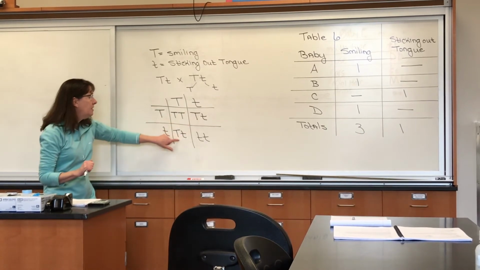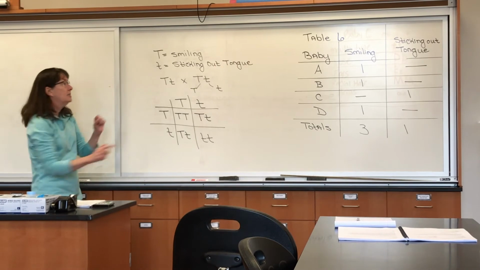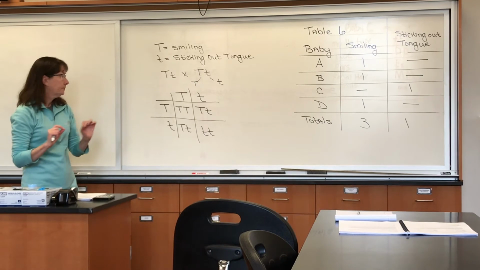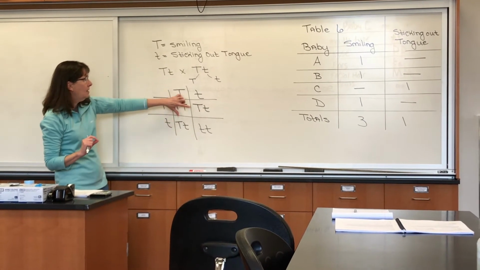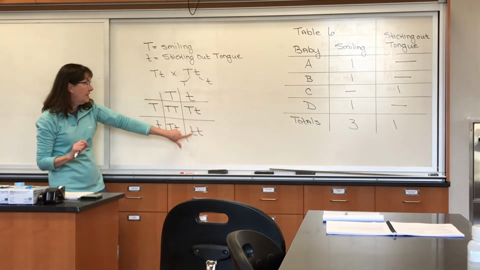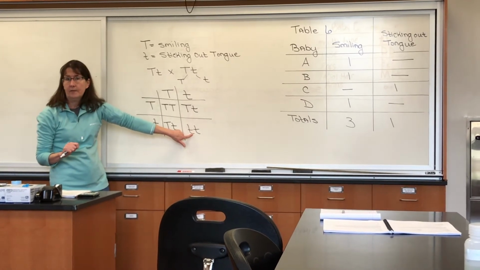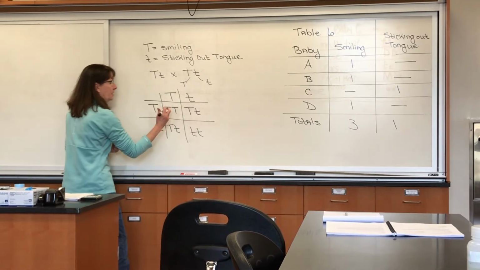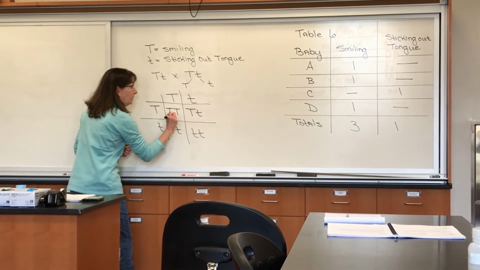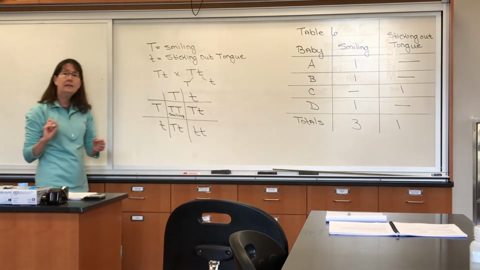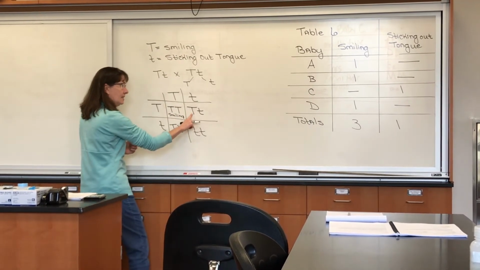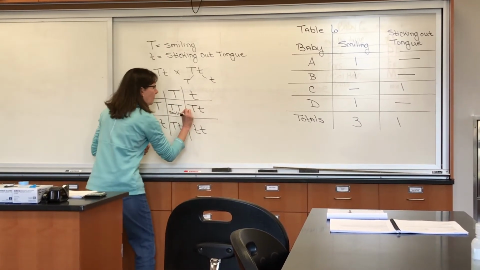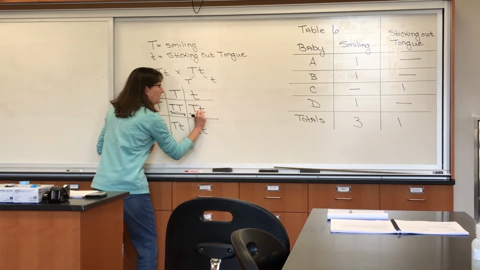These are all the different genotype combinations that these two parents could produce in their offspring. Homozygous dominant, heterozygous, heterozygous, homozygous recessive. Now let's fill in their phenotype characteristics. This one has to be smiling. It only has the two dominant alleles. This one has the dominant and recessive allele and will express the dominant phenotype. So that individual is also smiling.